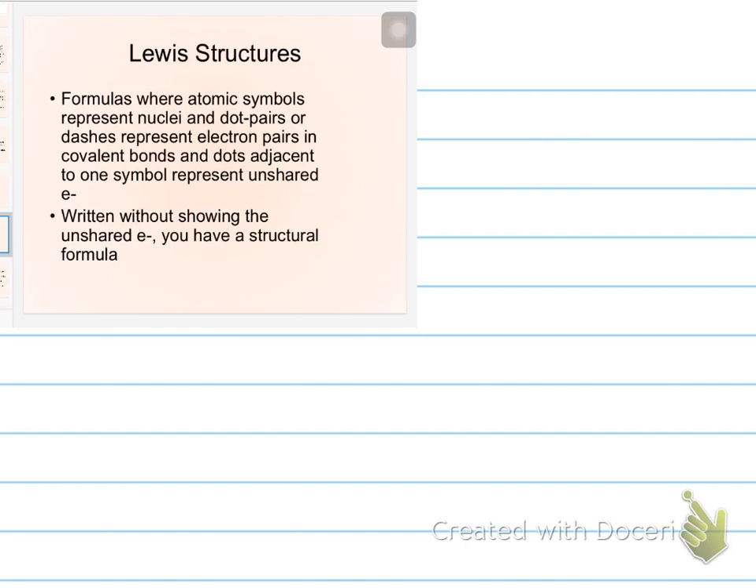In a Lewis structure, it's a structural formula, and you're using the atomic symbol to show the nucleus, to show the atom, and you're using dot pairs to show bonds. So if we look at hydrogen bonded to chlorine, I don't think this is one that's on your sheet. We know that hydrogen has 1 valence electron. We know that chlorine has 7.